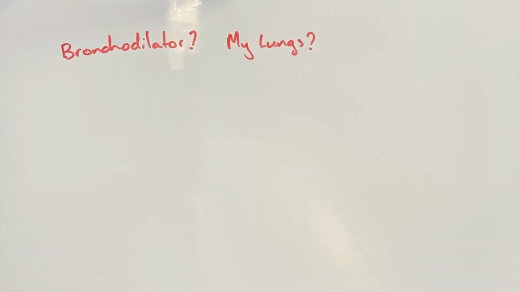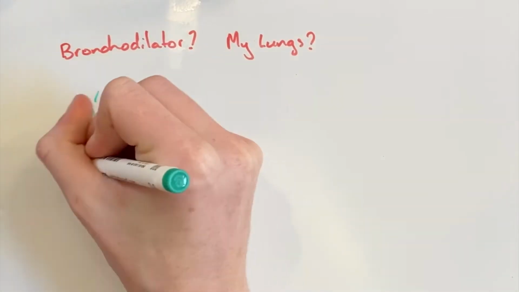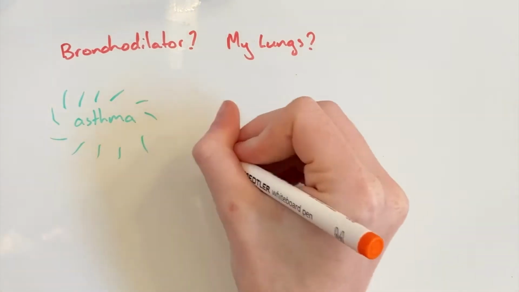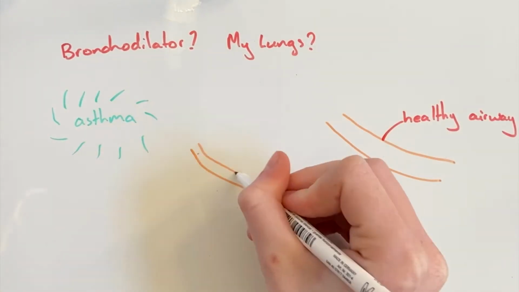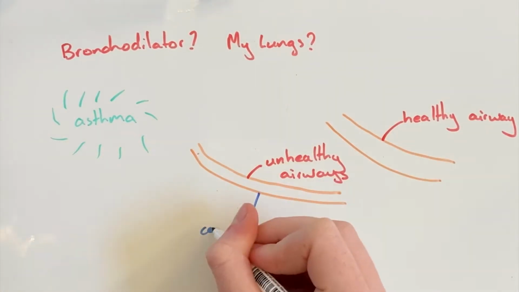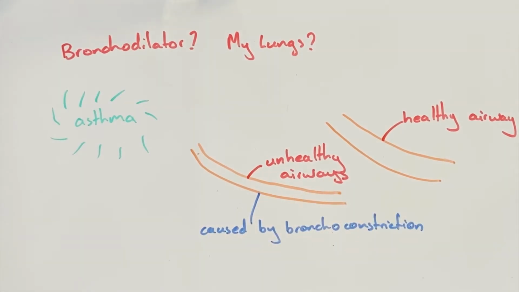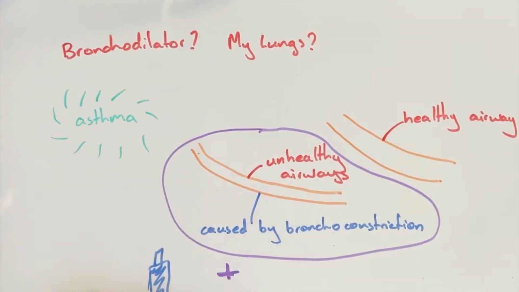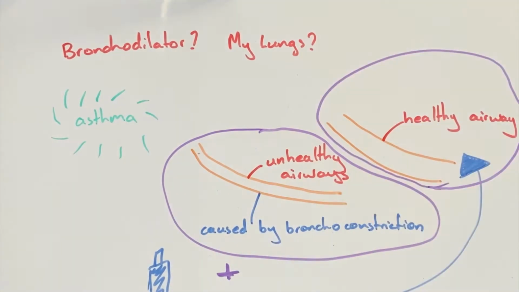Bronchodilators are commonly given to individuals with an obstructive lung disease such as asthma. These diseases create more airway resistance than usual due to a narrowing of the airways caused by bronchoconstriction, ultimately resulting in the patient being unable to exhale all of the air from their lungs. Sometimes this airway narrowing is permanent, but often it is reversible and manageable with a bronchodilator.